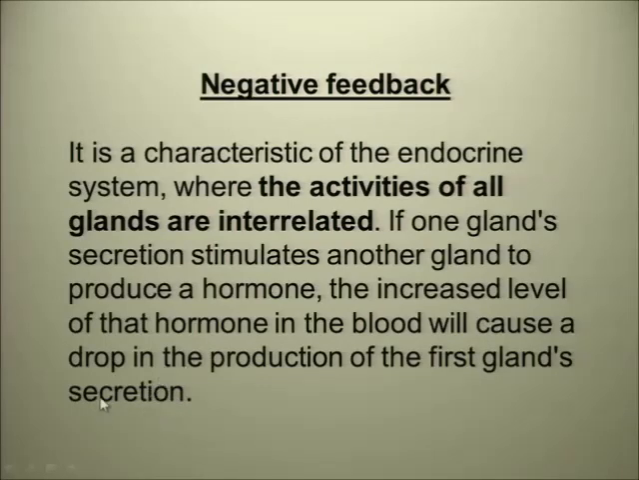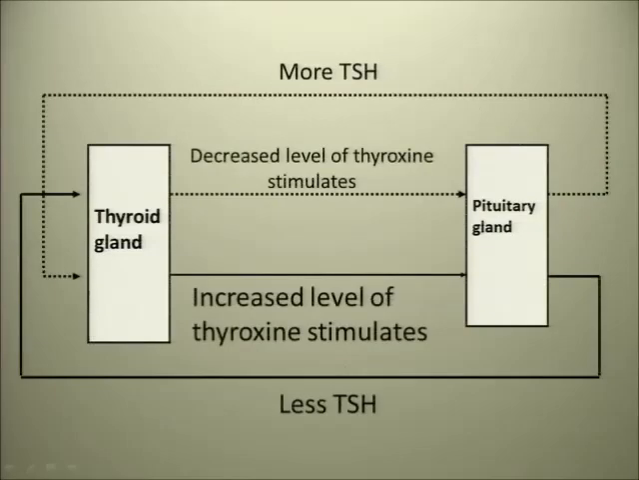So negative feedback. Let's look at this diagram, which shows negative feedback. Maybe they can give you a diagram like this, and they can ask what is illustrated in this diagram. Negative feedback. In this case, we have the thyroid gland and the pituitary gland, the one in the brain and the one just beside the trachea.